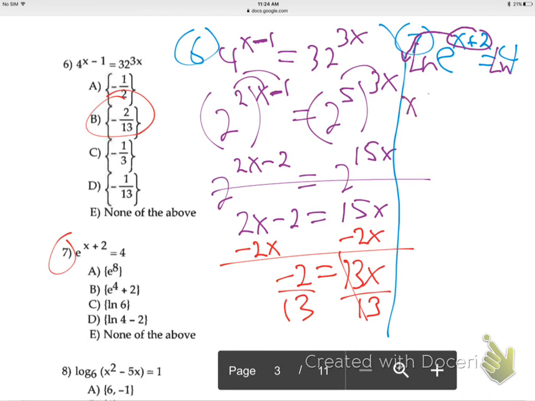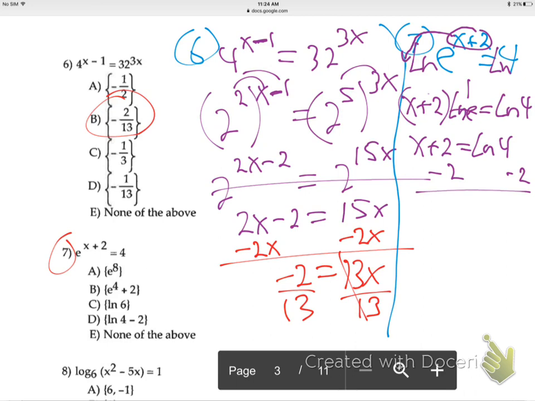Okay, so what do we get then? x plus 2 ln e equals ln 4. So it brought that power down. That's the whole deal. We just got to get it out of the power, then we can handle it. Ln and e together just cancel right off. So we just have x plus 2 is ln 4, so then just subtract 2. Boom, so x is ln 4 minus 2.